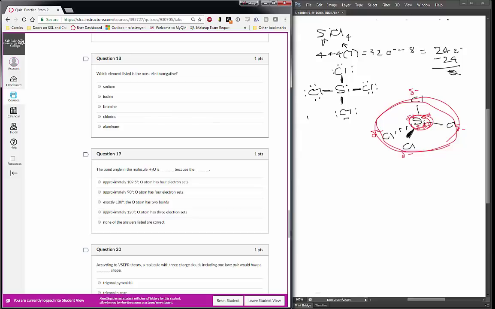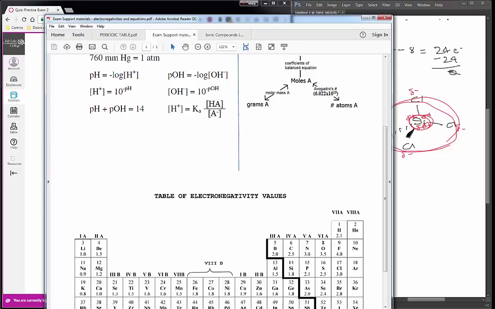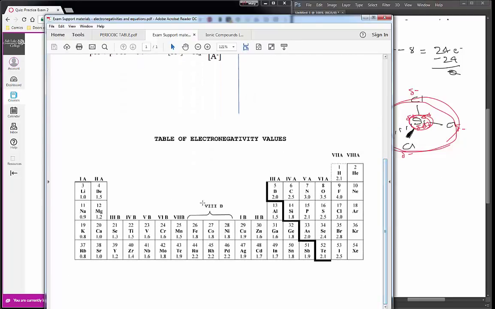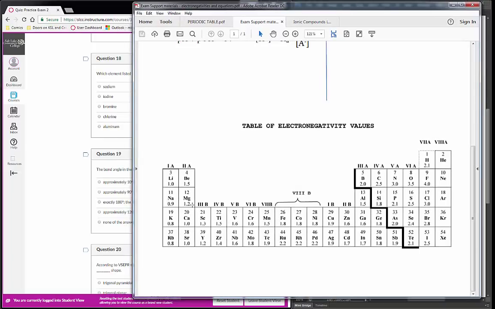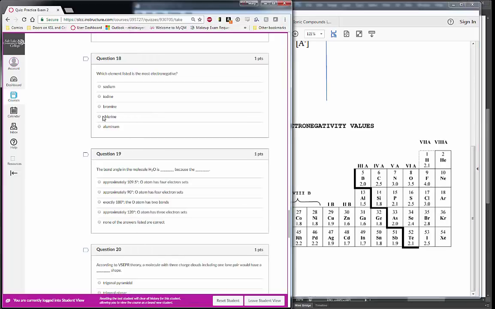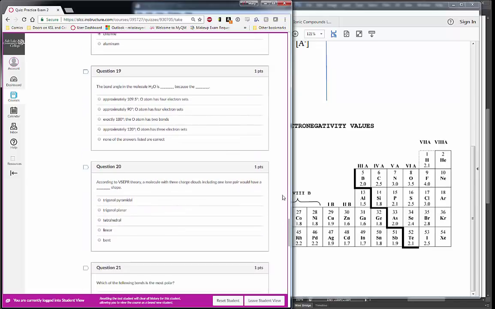Next, which element listed is the most electronegative? And we can just look this up at our table of electronegativity values, which is given to you on the test. So you don't have to memorize these. And we're looking at sodium, that's 0.9. Iodine is 2.5. Bromine is 2.8. Chlorine is 3.0. And aluminum is 1.5. So chlorine is the most electronegative of all of the elements listed there.